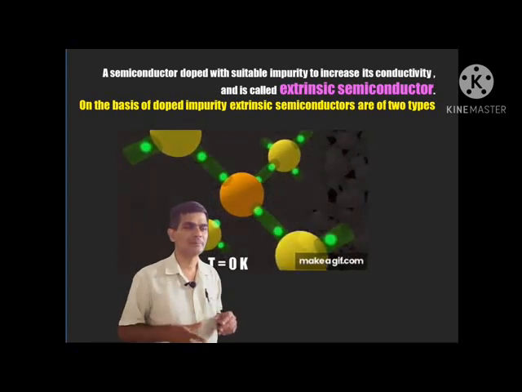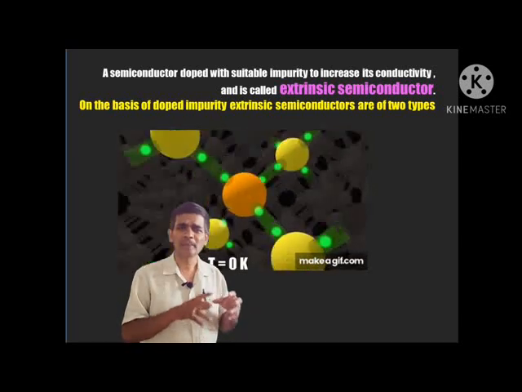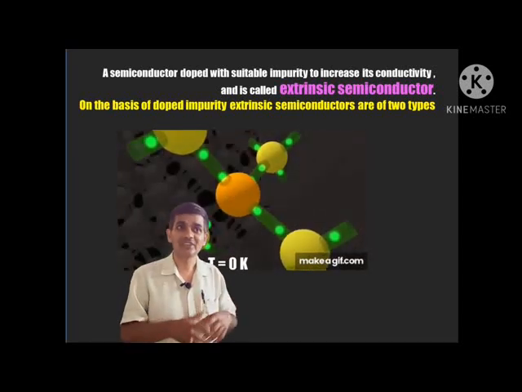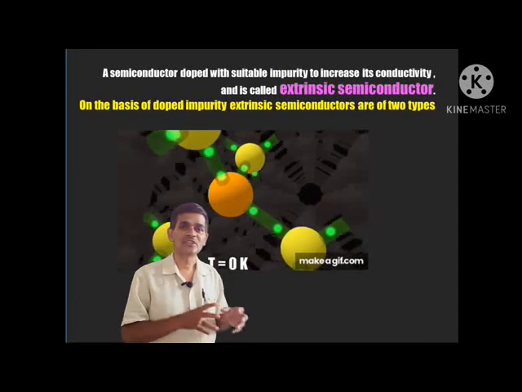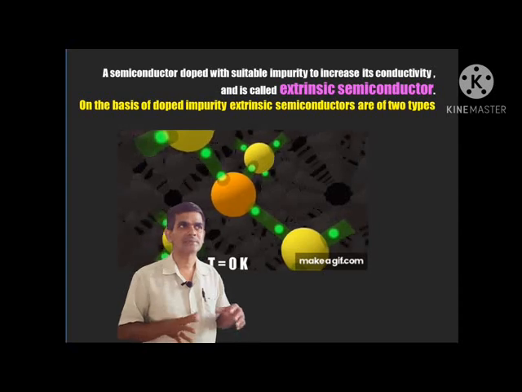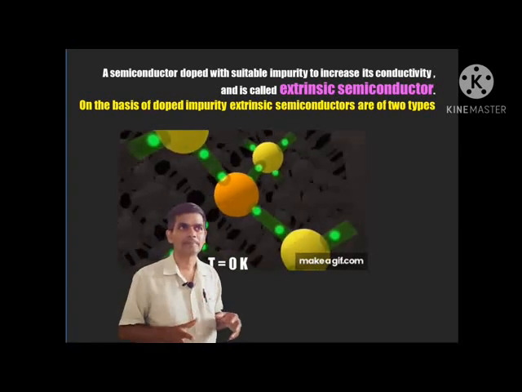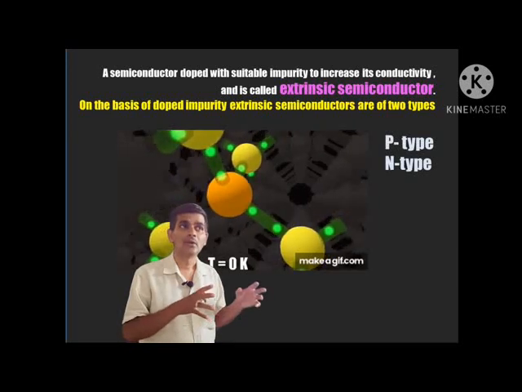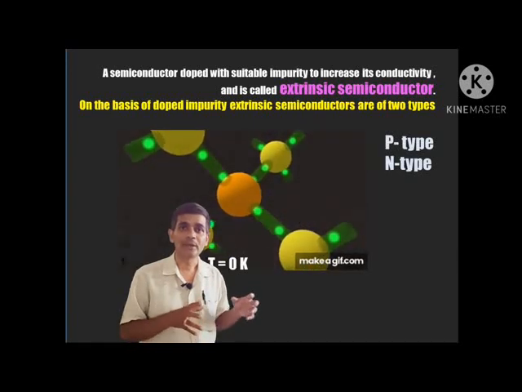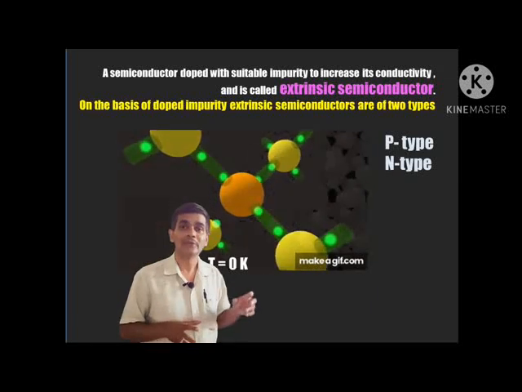What is an extrinsic semiconductor? A semiconductor doped with a suitable impurity to increase its conductivity. Such semiconductors are called extrinsic semiconductors, and depending upon what type of impurity atom is added to the pure semiconductor, we have 2 types.